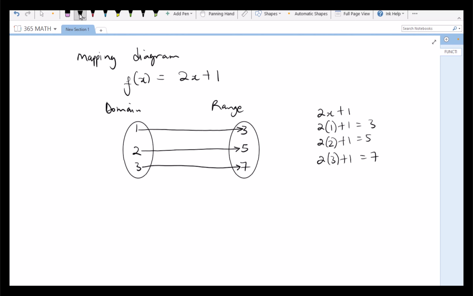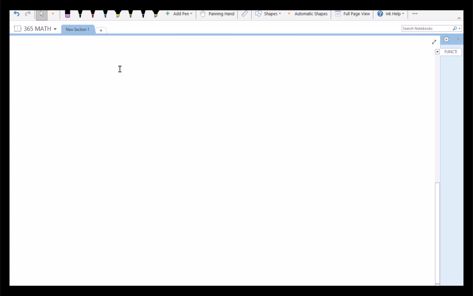If you look at this here, the domain right here is the set of integers. We have 1, 2, and 3. And then the range right here is 3, 5, and 7. So this is what we call a mapping diagram. I'm going to do a couple of examples so that you really get to understand what mapping diagrams are or how to even draw mapping diagrams.